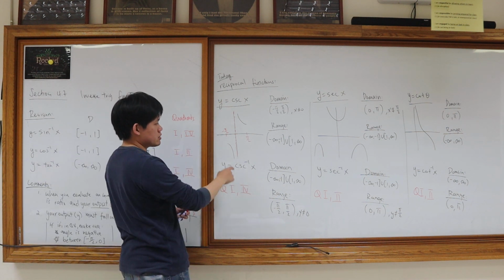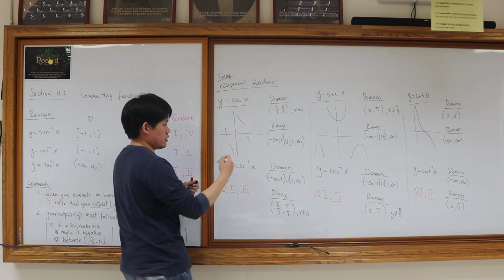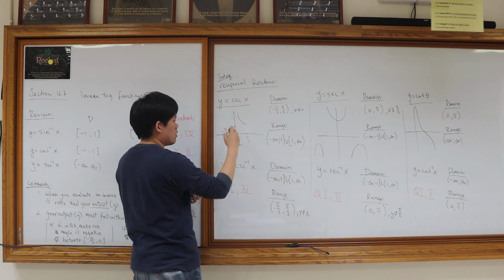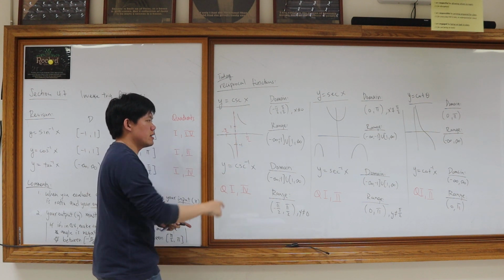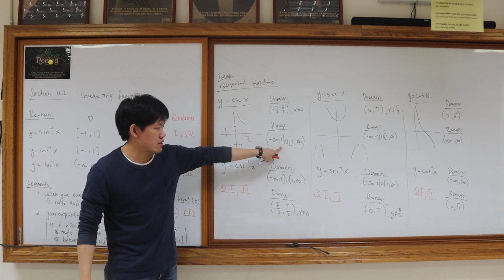Now, my range here begins with -1 and 1. So anything is possible except numbers between -1 and 1. And that's why we have -infinity to -1.